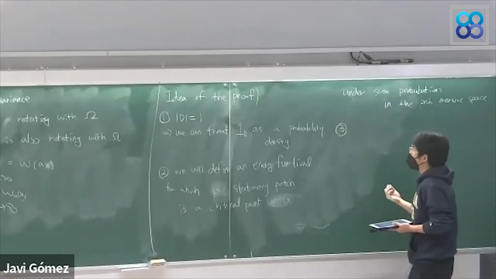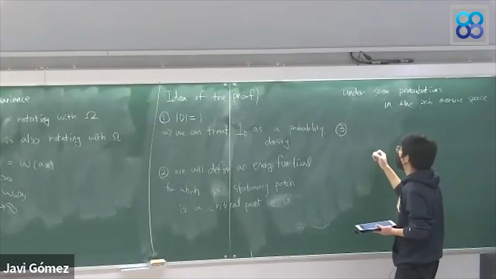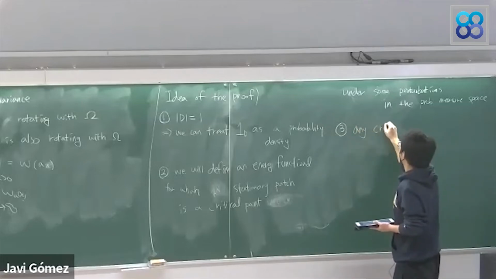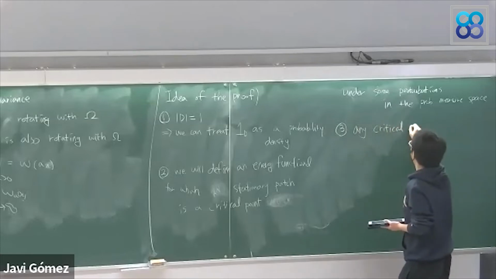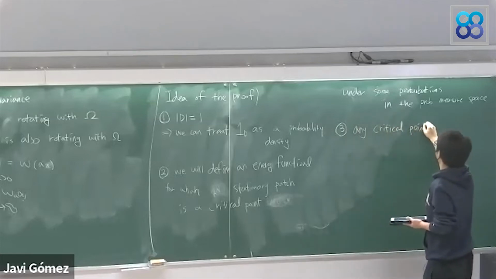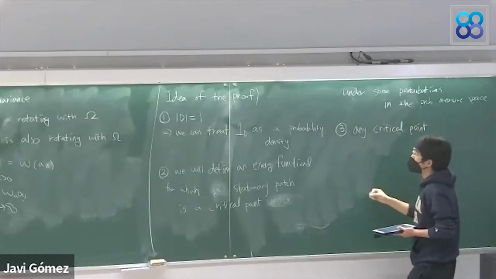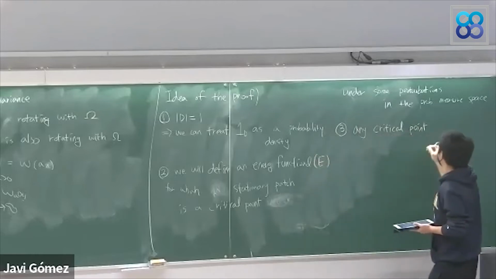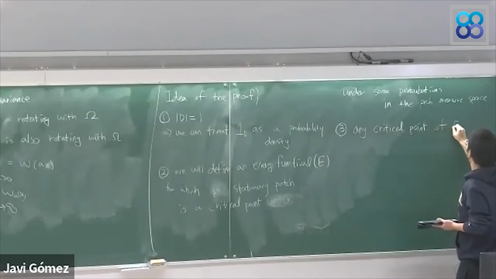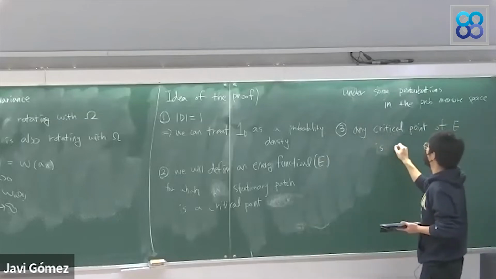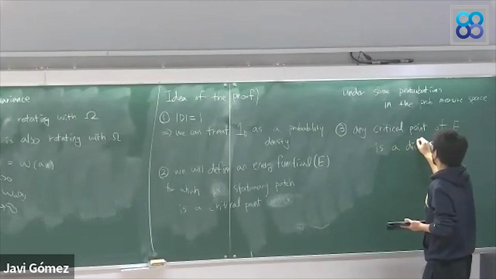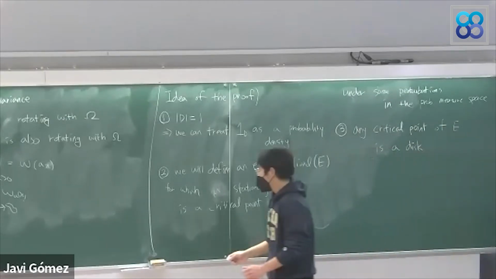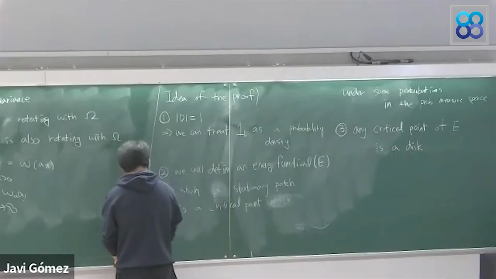And then we are going to show that any critical point of the functional defined here, let's call it E, is a disk. Okay, so those are the steps that we are going to follow.